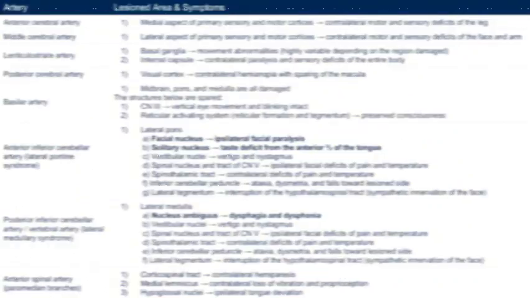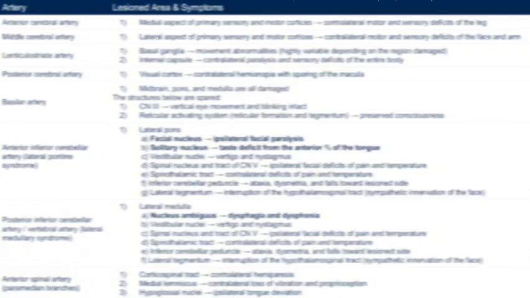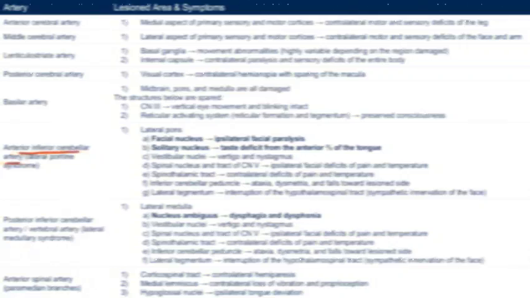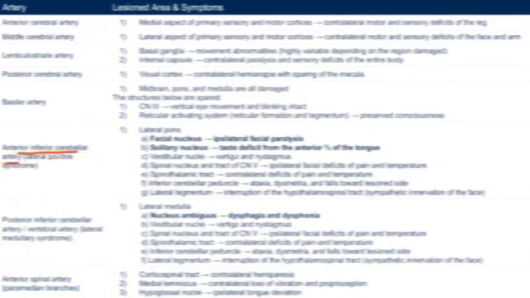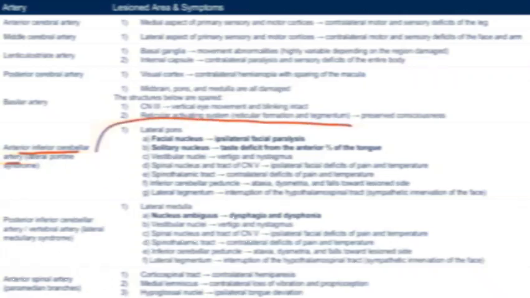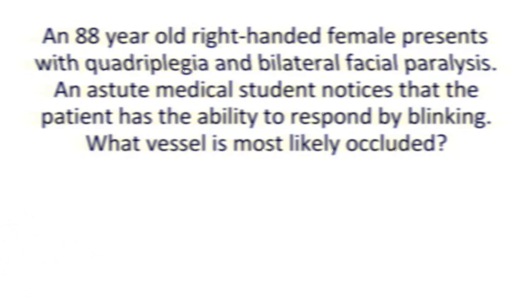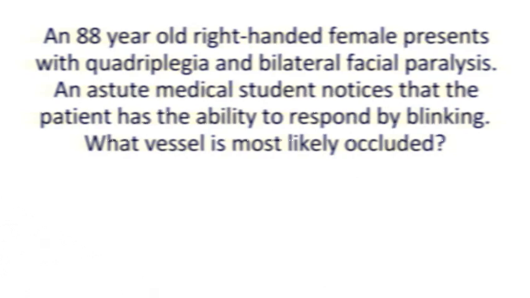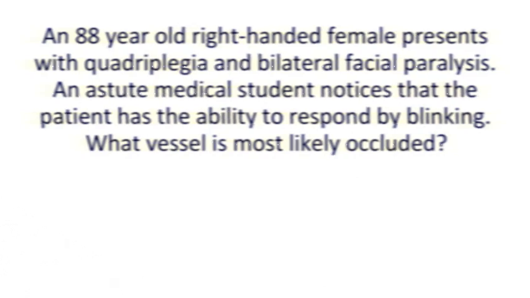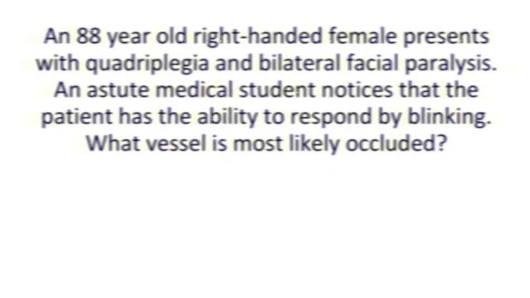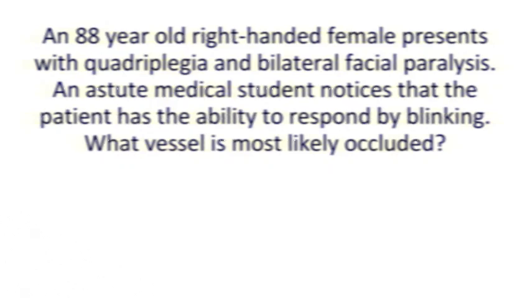From table 8.4, we can see that damage to the anterior inferior cerebellar artery results in lateral pontine syndrome. On the right, we have a list of structures that are compromised and the corresponding symptoms. Okay, let's do another question. An 88-year-old right-handed female presents with quadriplegia and bilateral facial paralysis. An astute medical student notices that the patient has the ability to respond by blinking. What vessel is most likely occluded?